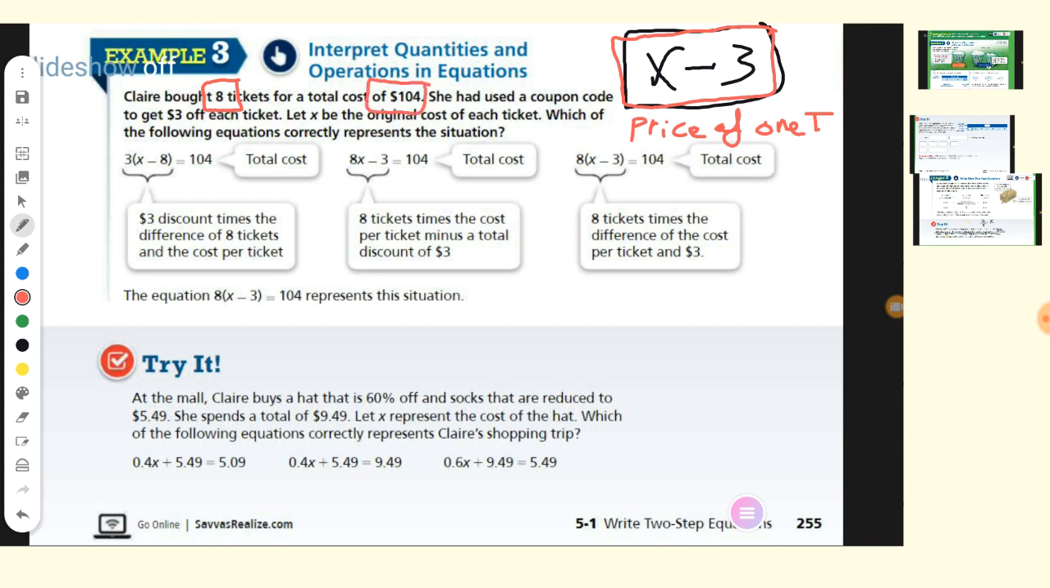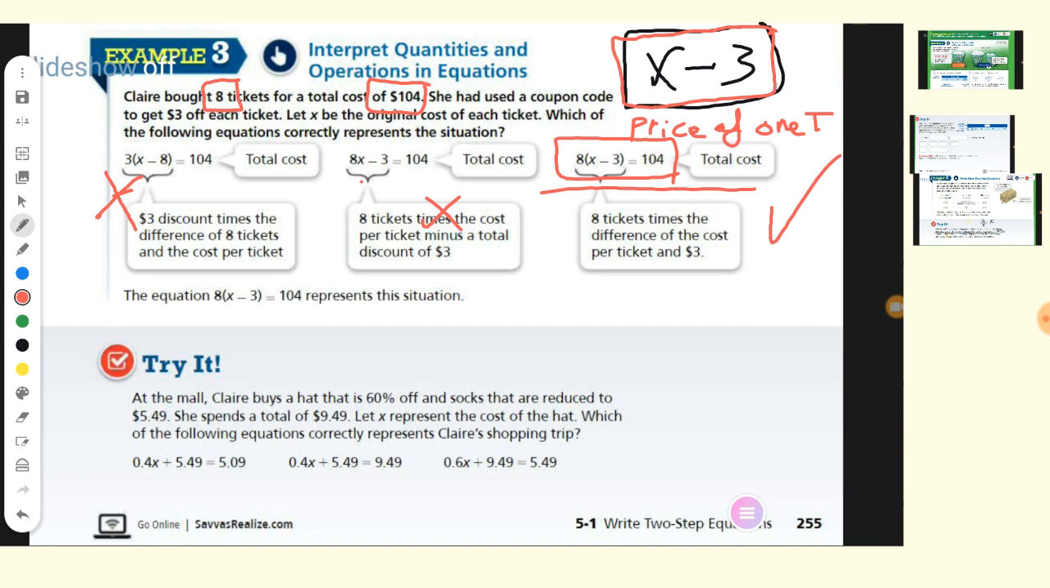Which one here? No, this is wrong, because it means I take 8 from each ticket. No, I didn't take 8, I take 3. Here, from the whole 8 tickets, I take 3. No, I take from each ticket. So the last one is right, because I take 3 from each ticket, then multiply it by 8, which gives me the last answer. Okay? The right one.